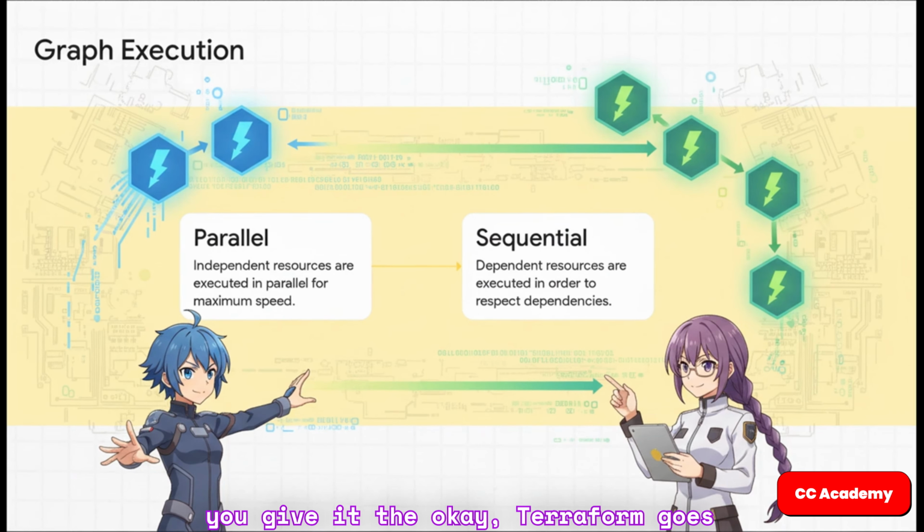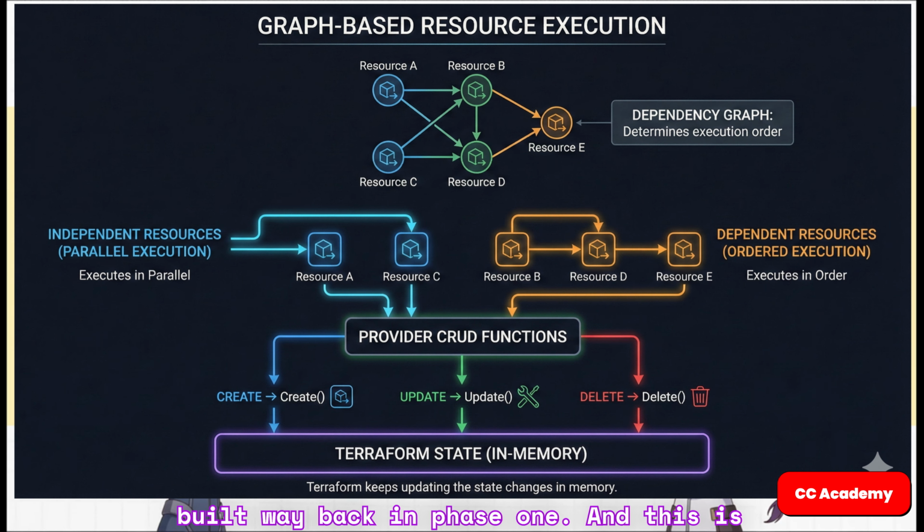So once you give it the OK, Terraform goes right back to that resource graph we built way back in phase one. And this is where that graph really shines. It allows Terraform to work as efficiently as possible, creating independent resources all at the same time, in parallel, while making sure that anything with a dependency is created in the exact right sequence.